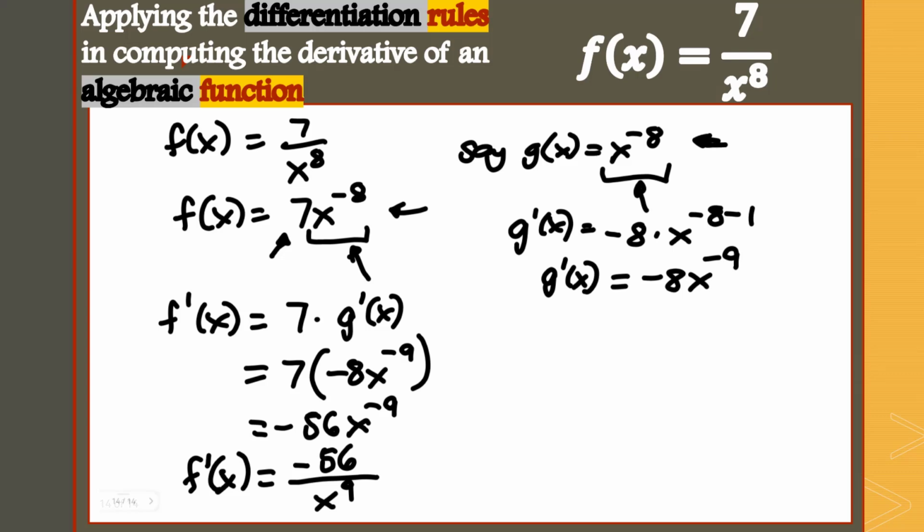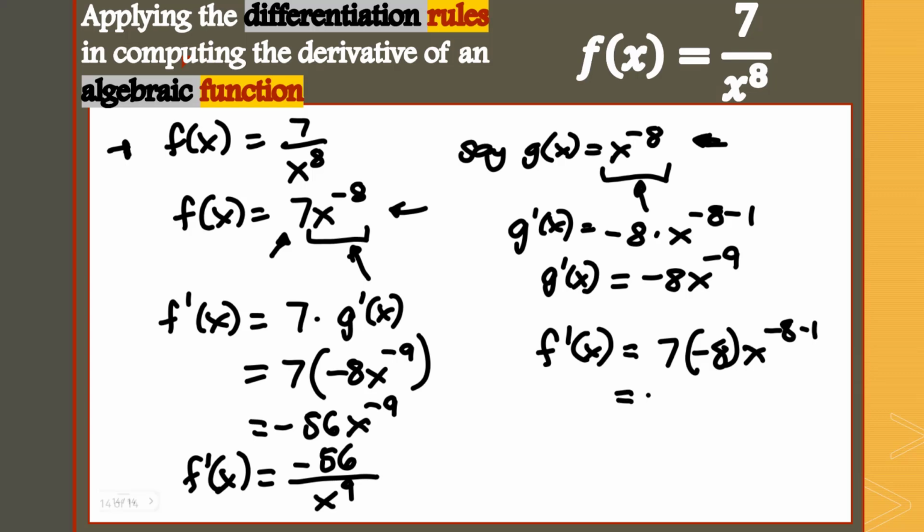For some who are already familiar with showing this result, of course, you can automatically say for f of x being this, you can simply attack it in this manner. If you can, you will have here 7 times negative 8 x to the power of negative 8 minus 1. Okay, attacking it as one, so you will have here negative 56 x to the power of negative 9. So you still have here negative 56 over x to the power of positive 9. We'll have the same result.